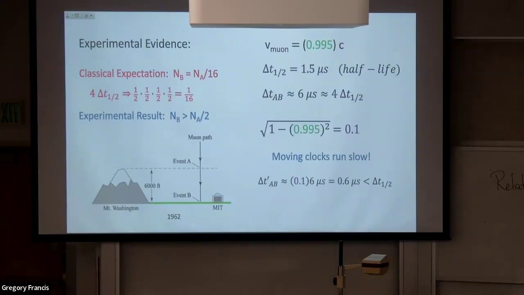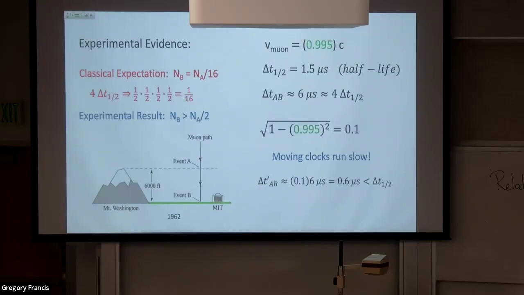And so that means that the time according to the muon that it takes to get from point A to point B in their frame of reference is just going to be 1/10 of 6 microseconds, or 0.6 microseconds, which is less than 1 half-life. And that explains why I still have more than half of them left, because they don't think that time progressed as quickly as we do in our lab frame.